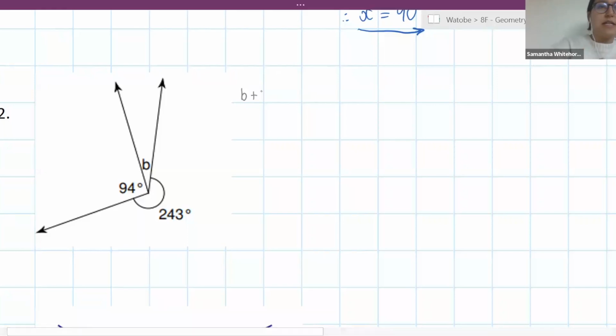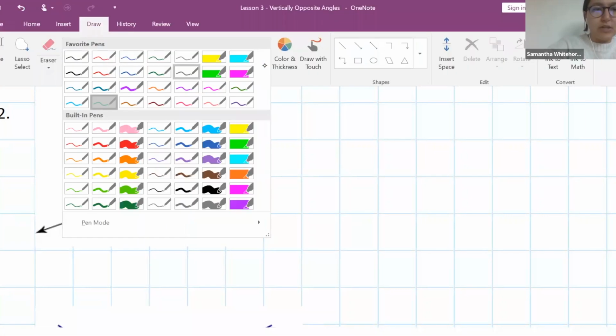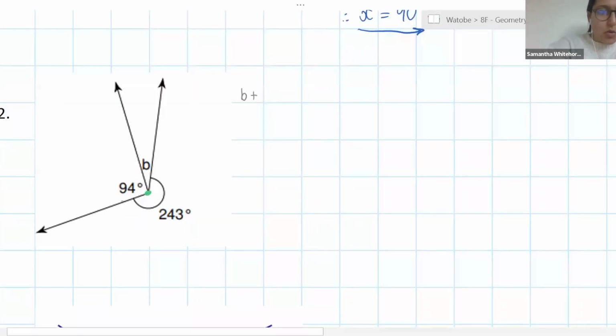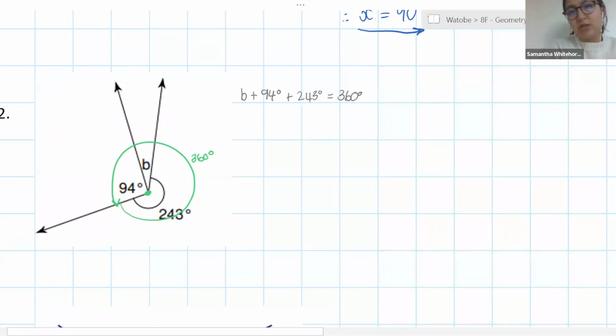So guys, what Amahle is saying to us is that because we've got a central point here, and we can see that all of these angles are around that central point, I know that if I add them all up, I must get 360 degrees. So that is sort of my logic for my first statement. So I know B plus 94 plus 243 must give me, as Amahle said, 360 degrees, right? Reason, angles round a point. Remember, this is maths. We're happy with you abbreviating and using symbols for angles and certain words.